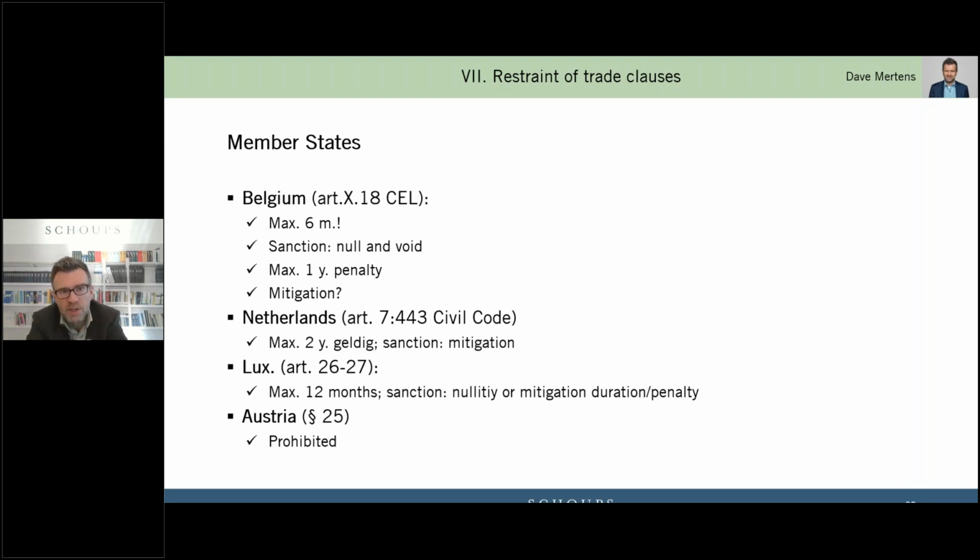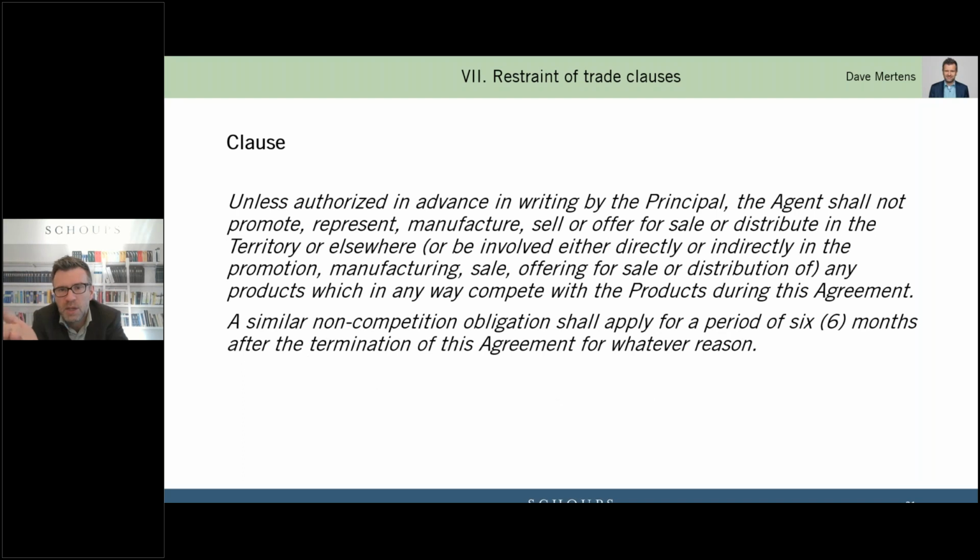As you see, some other member states have variation. Luxembourg is 12 months. Austria said, well, restraint of trade clauses are simply prohibited. So it depends, and member states are allowed to be more strict, as I mentioned. This is a clause based on the Belgian principle of 6 months, but again, other member states might accept longer restraint of trade clauses. Of course, your opposing party or agent also would need to accept this clause.